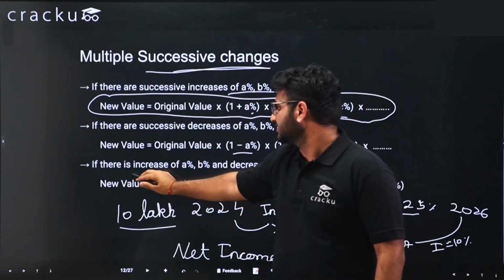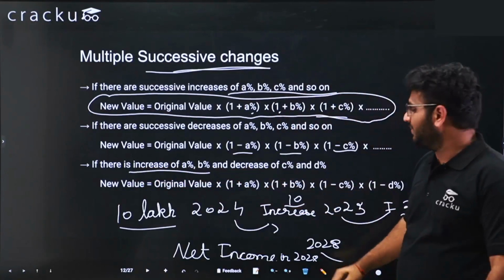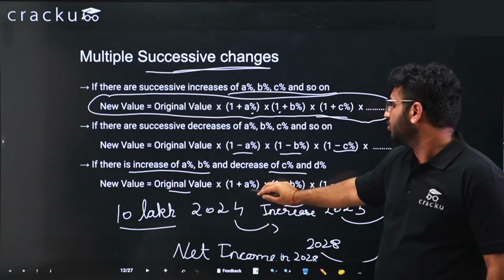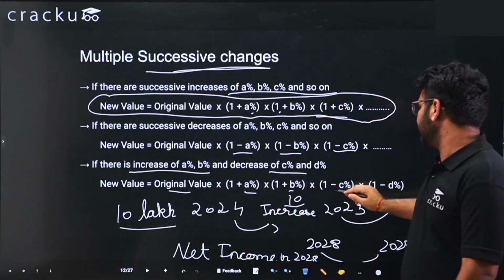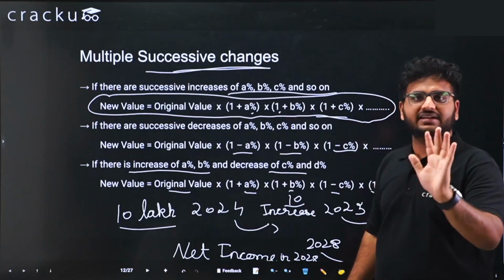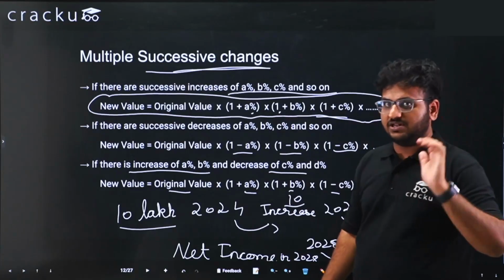See, we can see this example. If there is an increase of a and b and a decrease of c and d, so new value is equal to original value into 1 plus a into 1 plus b into 1 minus c into 1 minus d. So decrease is minus and increase is plus. We saw two examples on it.